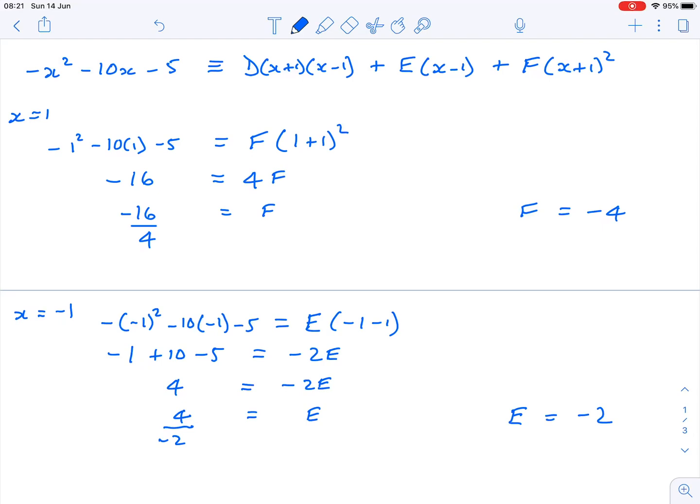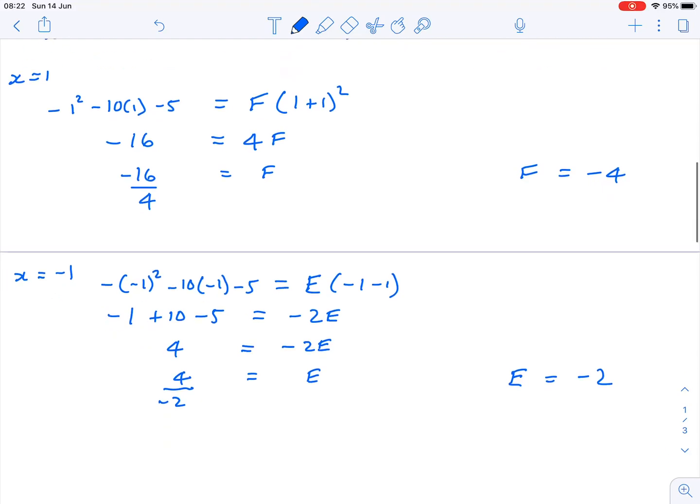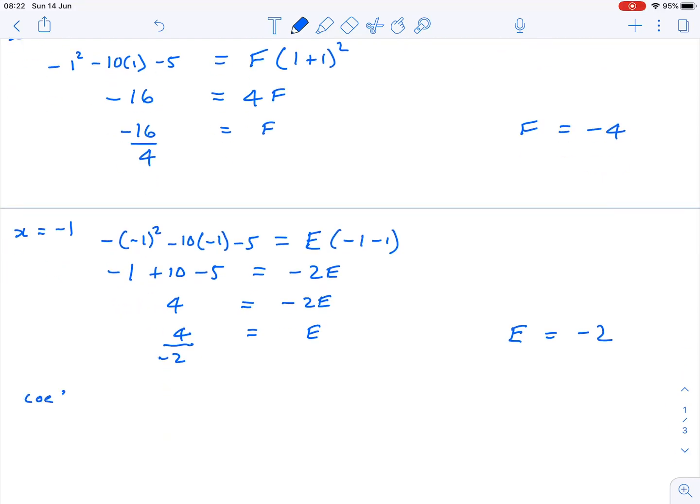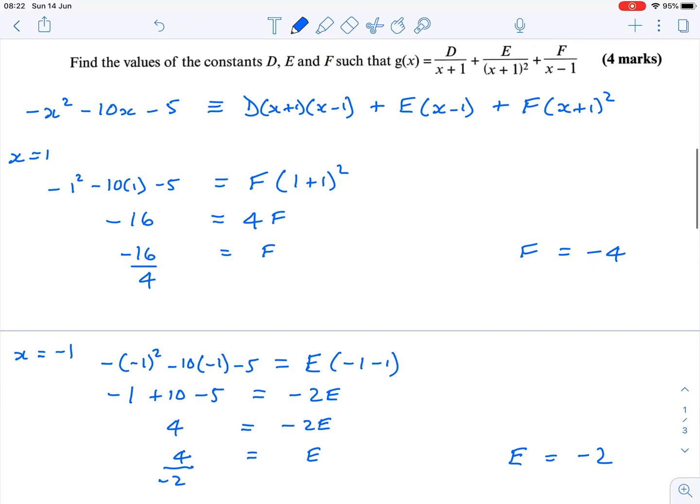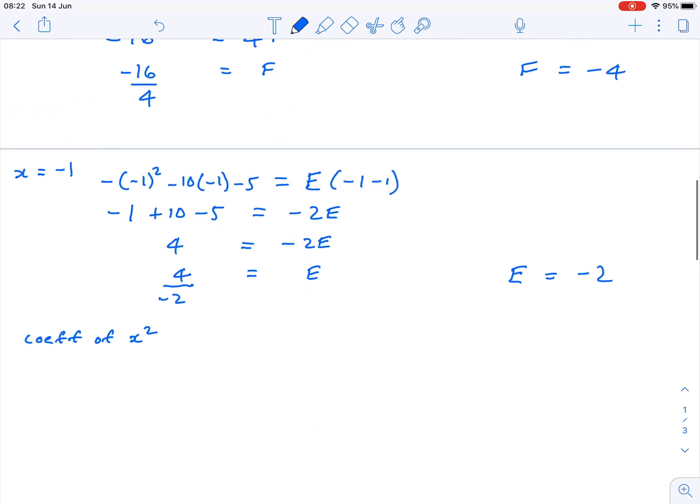Now what about the third one? We haven't found d yet. Well, what we do in this situation is we look at the coefficients of one of the three terms. We can either look at the coefficient of x squared, the coefficient of x, or the coefficient of the constant. And often it's easiest to look at the coefficient of x squared. Because this is an identity, there has to be the same number of x squareds on the left as there are on the right for all values of x. So I'm going to look at the coefficient of x squared. So how many x squareds do we have on the left? We have minus 1 of them.